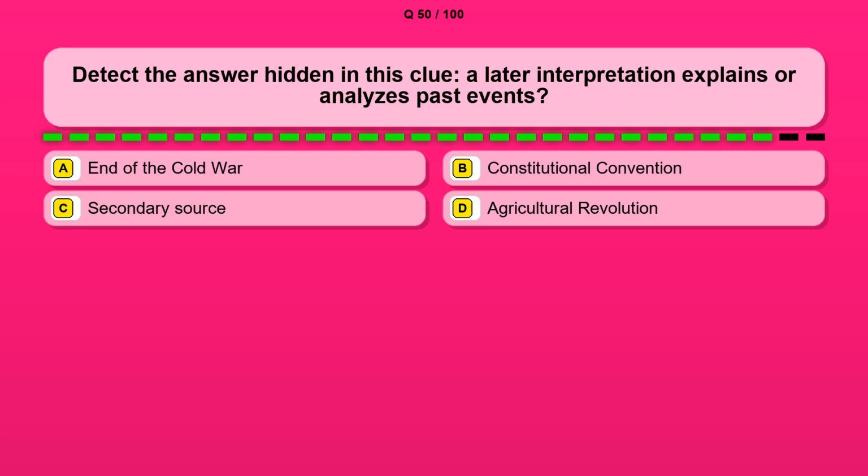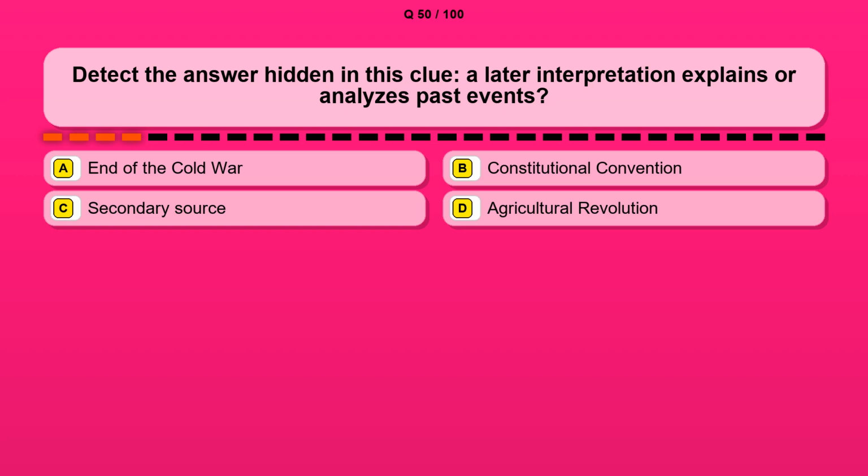Question 50. Detect the answer hidden in this clue. A later interpretation explains or analyzes past events. Option A, end of the Cold War. Option B, Constitutional Convention. Option C, secondary source. Option D, agricultural revolution.